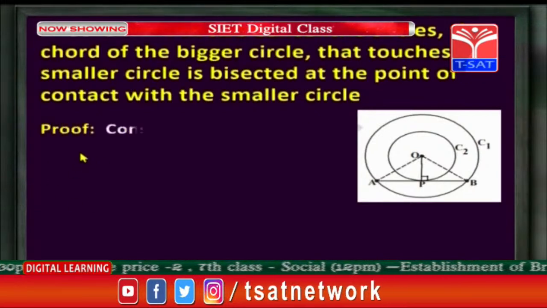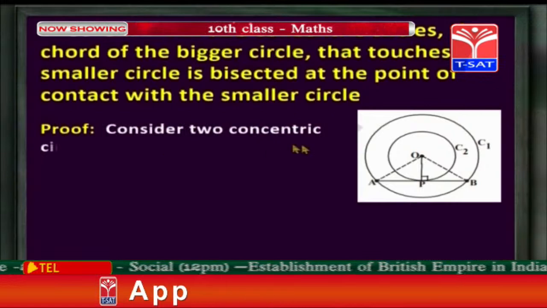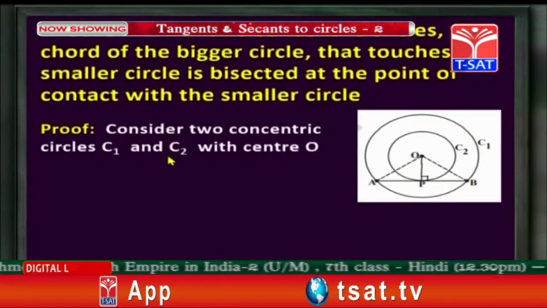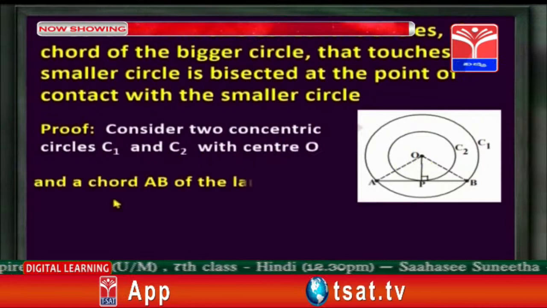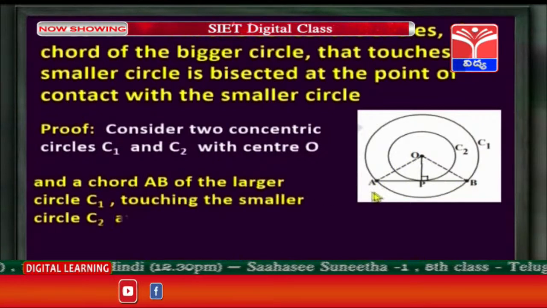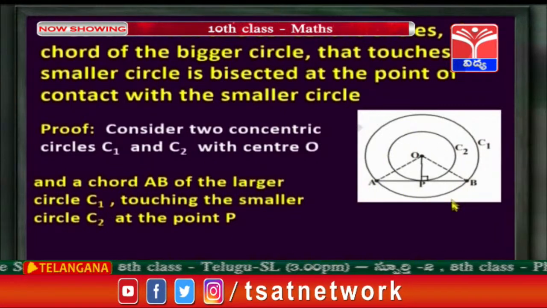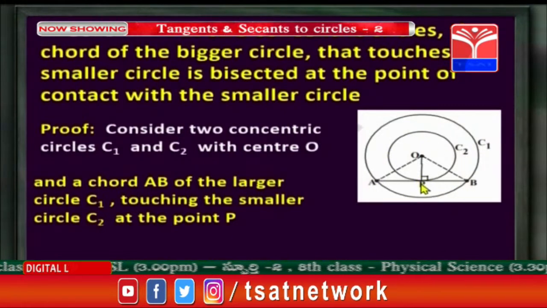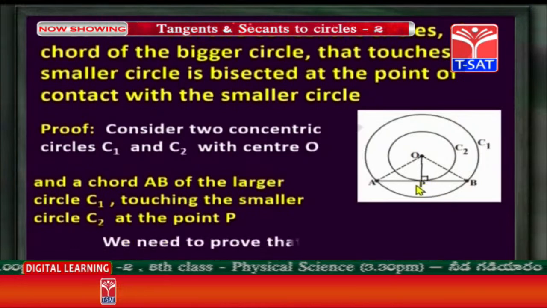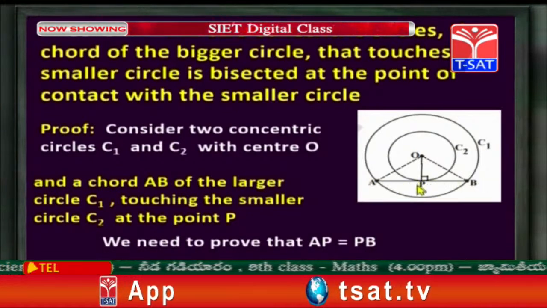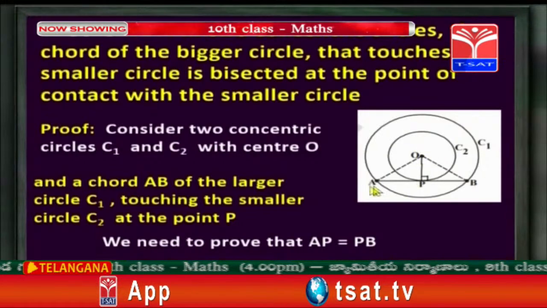Let us see the proof of this. Consider two concentric circles C1 and C2 with center O, and a chord AB of the larger circle C1 touching the smaller circle C2 at the point P, which is the point of contact. Now, we need to prove that AP is equal to PB. That means OP is bisecting AB.